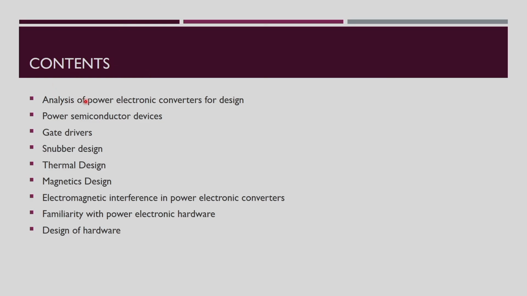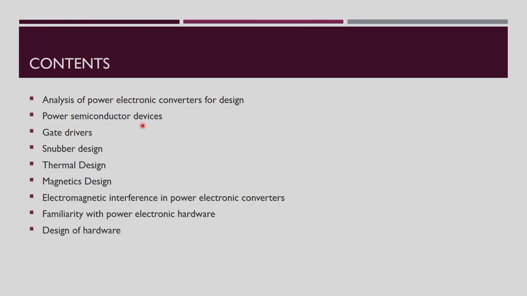So, the contents of this course are analysis of power electronic converters for design. You might have analyzed power electronic converters in the first course. But in this we will be seeing the analysis from a design perspective. What are those things which you have to look into to obtain the ratings and specifications of your components for design purposes? That is what we will be covering.